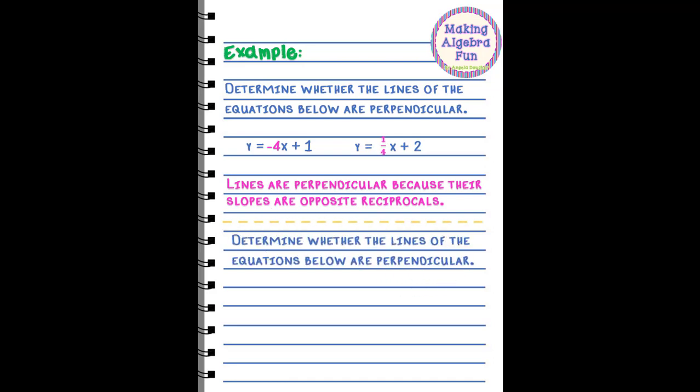Here's another example. Both equations are in slope-intercept form, so it makes our job real easy. You can see the slopes. You can see that they are reciprocals, but they're not opposite. One of them is missing a negative to be perpendicular, so these lines won't be perpendicular because they don't have opposite reciprocal slopes.